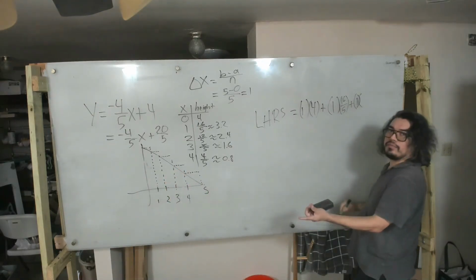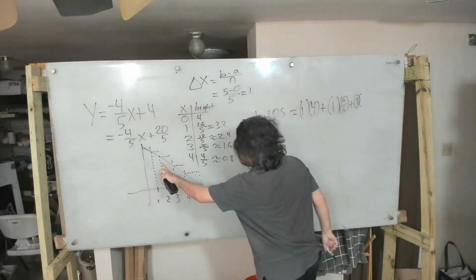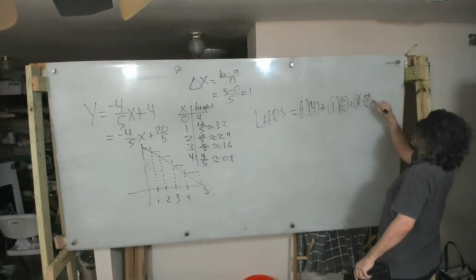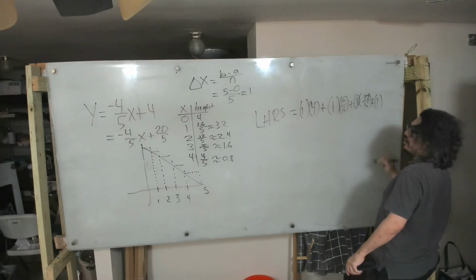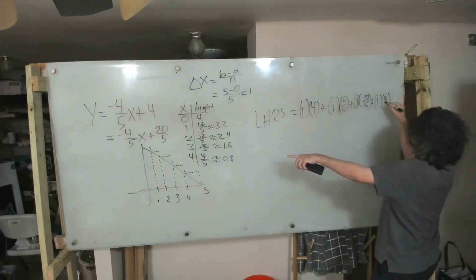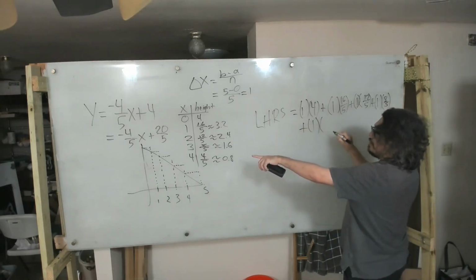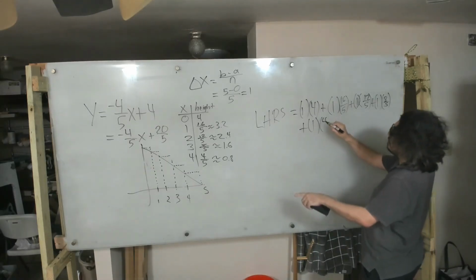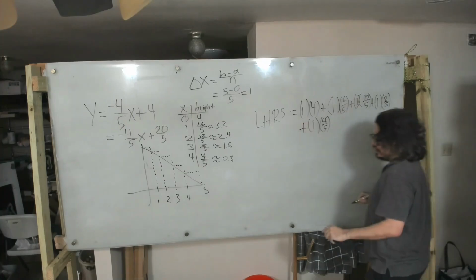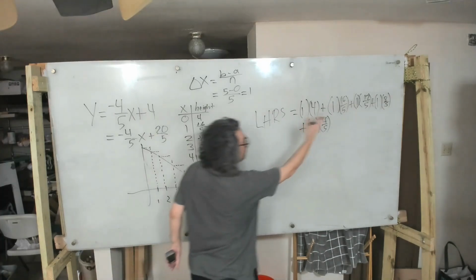Again, we chose these to be evenly spaced, times the height, which at this value is 12/5, plus, again, the width of 1 times the height, which is going to be 8/5, and then plus the width of 1 times the height of 4/5. Now, of course, as it turns out, these are all in terms of fifths, so it's easy to see what they're going to add up to. They're all addition, they're all times 1.